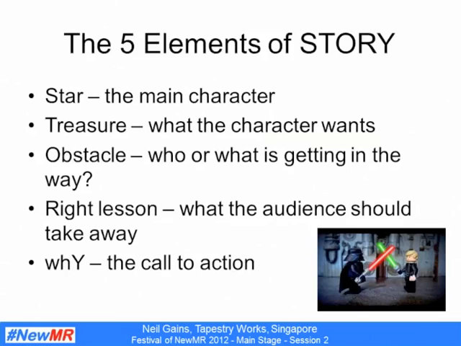And I have a quite simple 5-point formula for thinking about story, S-T-O-R-Y, which is that in any good story, in any good presentation, you have to have a star, who's the center of the action. You have to have a treasure, which is what your star wants. Of course, there has to be an obstacle. There's someone or something, or sometimes multiple things that are getting in their way. And then there should always be a right lesson at the end, what everyone needs to take away, and why that's important to them, a sort of call to action, if you will.